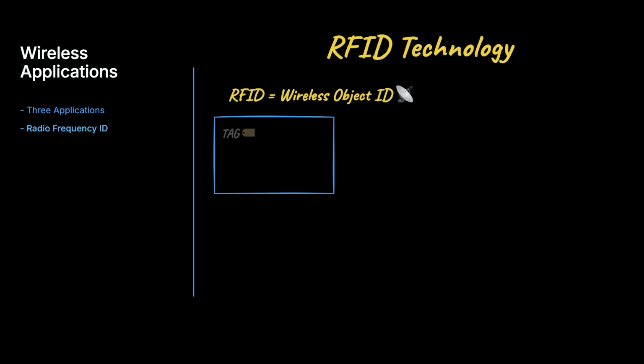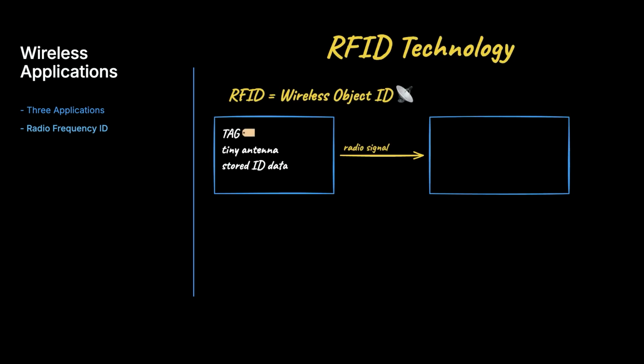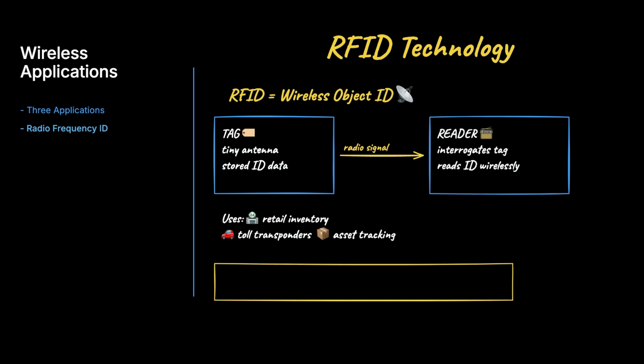Radio frequency identification, or RFID, uses electronic tags and labels to identify objects wirelessly over short distances, and it holds the promise of replacing the familiar barcode. The system has 2 parts, a tag with a tiny antenna and a reader that interrogates it. Businesses use it for retail inventory, toll transponders, and asset tracking.